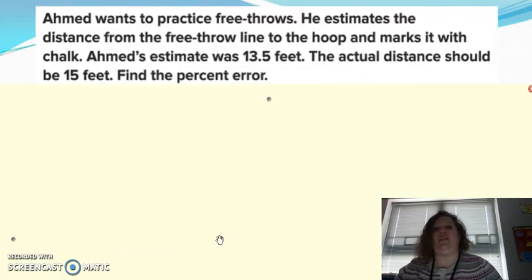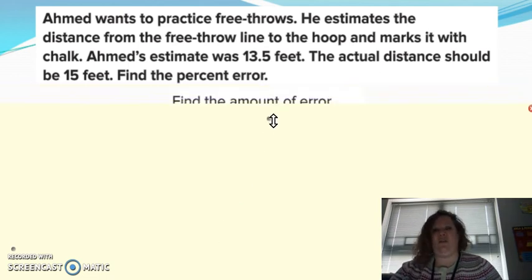Ahmed wants to practice free throws. He estimates the distance from the free throw line to the hoop and marks it with chalk. Ahmed's estimate was 13.5 feet. The actual distance should be 15 feet. We want to find the percent error. It's not a percent of change because we didn't have a change. It's percent error because he estimated and it's different from the actual amount.